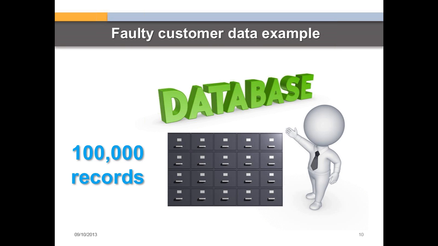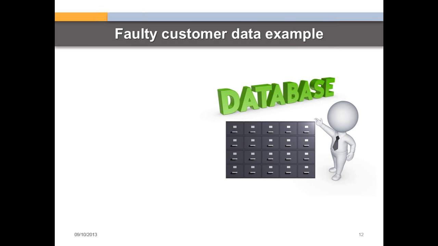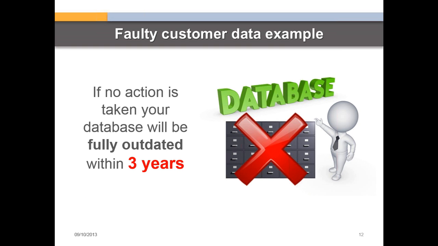So we're going to use that past statistic and take a look at an example here. If your database has approximately 100,000 records in it, and 3% of these records deteriorate each month, within 1 month, approximately 3,000 records could be outdated. Within a year, that's 36,000 records. And if no action is taken to your database, it can be fully outdated within 3 years.